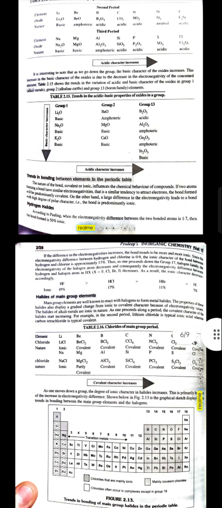It is interesting to note that as we go down the group, the basic character of the oxide increases. This increase in the basic character of the oxide is due to the decrease in electronegativity of the concerned element. Table 2.15 shows the trend in the variation of acidic and basic character of the oxides in group 1 alkali metals, group 2 alkaline earth metals and the group 13 boron family atoms.